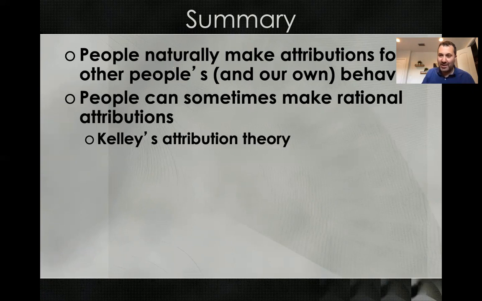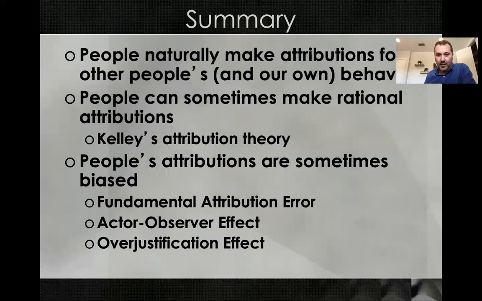Sometimes we can make rational attributions. We have that capability. And that's what Kelley's attribution theory is all about, right? Gathering all the relevant information in order to form the most informed attribution possible. So we can sometimes do that, but we don't always do that. Some of our attributions are biased. Many of our attributions are biased. This is what came out in social cognition when social cognition took over in the 1980s. And we've seen that people can behave somewhat irrationally. We engage in things like the fundamental attribution error, the actor-observer effect, and we'll sometimes make mistaken attributions for our own behavior, the overjustification effect.